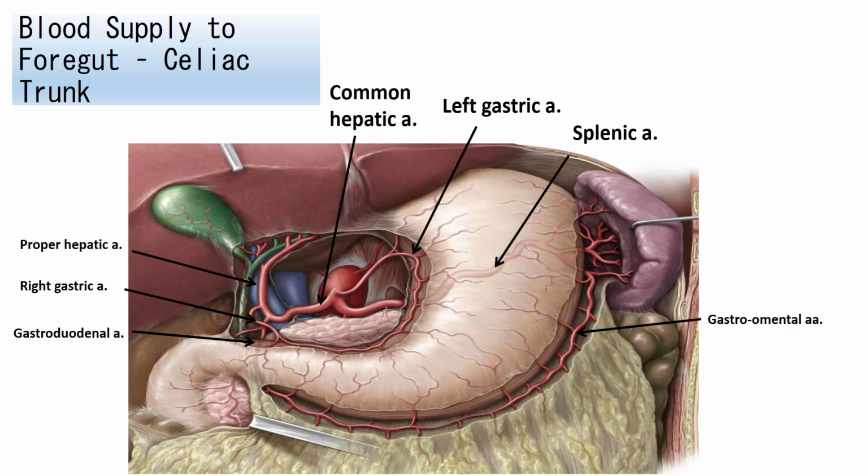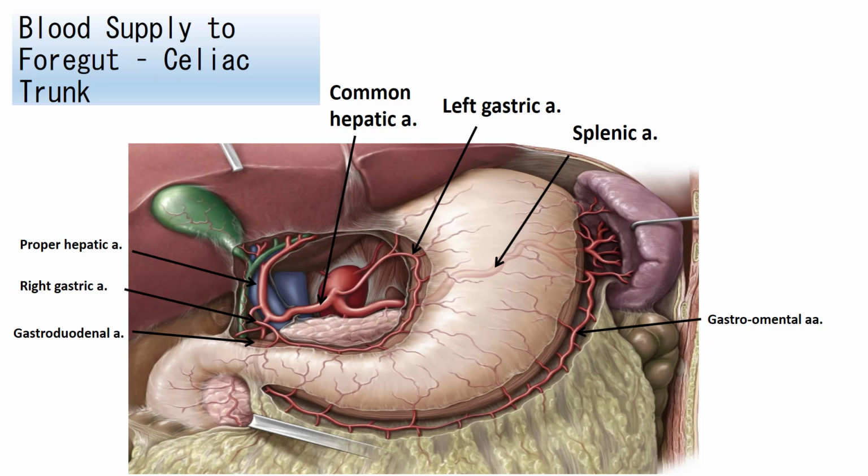The proper hepatic artery will run toward the porta hepatis of the liver within the free edge of the lesser omentum, which for this view has been removed. It gives off the right gastric artery, which makes a pretty sharp bend to reach the lesser curvature of the stomach, which it supplies again on both surfaces, and which anastomoses with the left gastric artery.